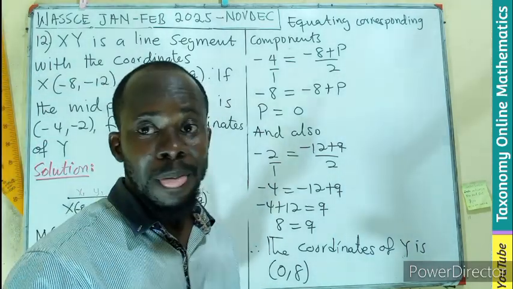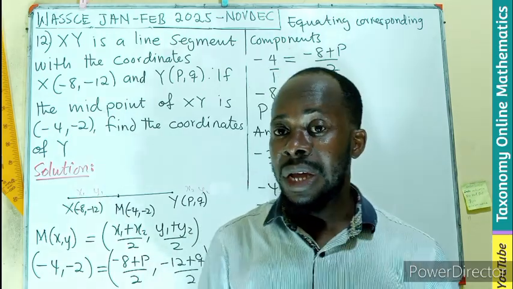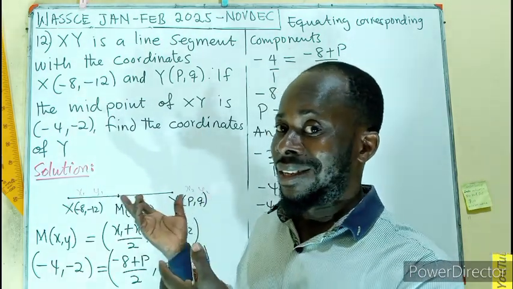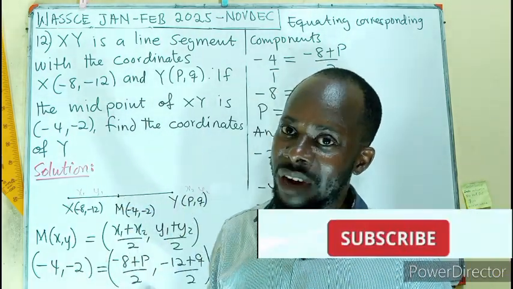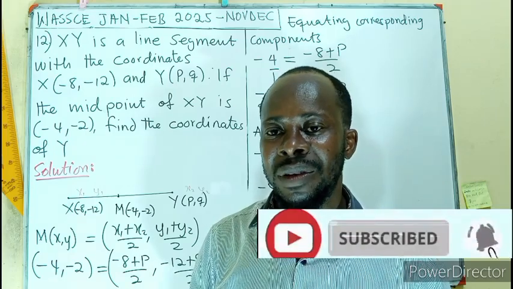You can also use the division of a line into a given ratio, even though this is equal ratio. You try that also. Leave your answer in the comment section.